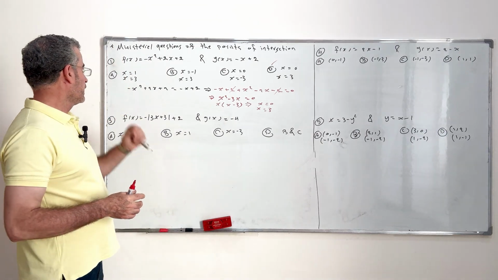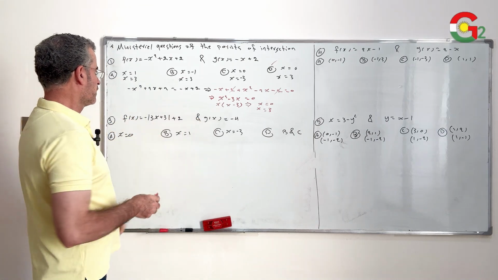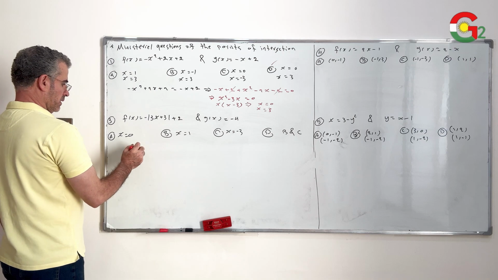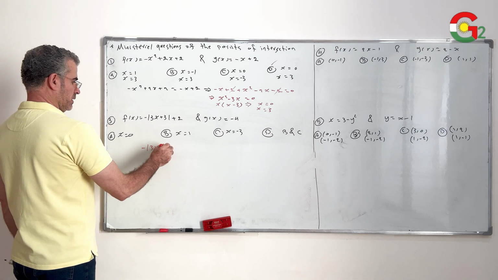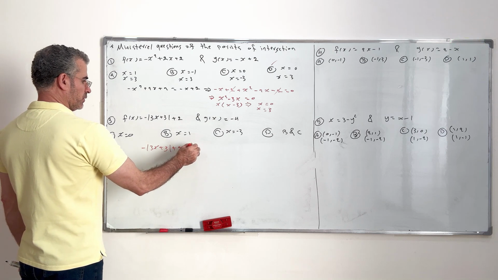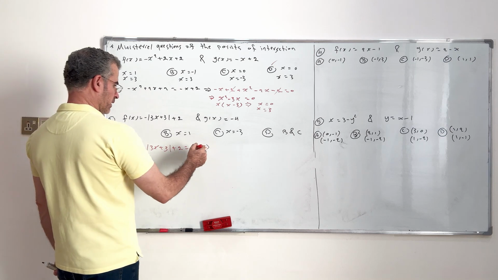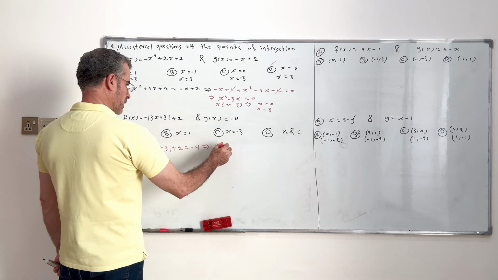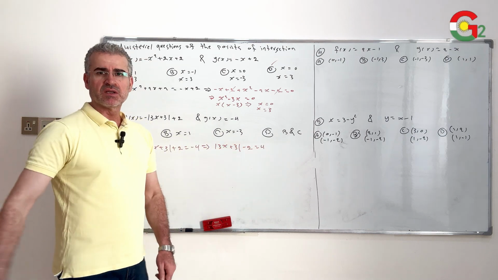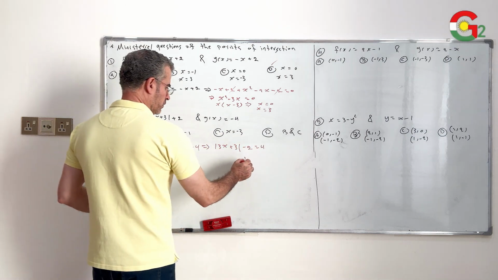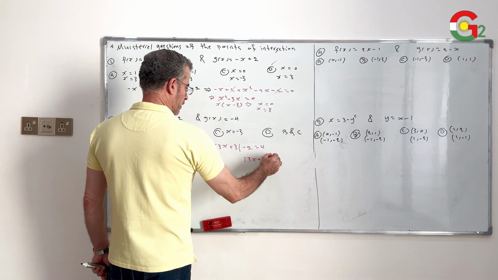Question number 3. Find the point of intersection of these two functions. I set negative 3x plus 3, absolute value, plus 2 equal to negative 4. I can multiply both sides by negative, then absolute value of 3x plus 3 minus 2 equal to 4. Since I have absolute value here, I must remove it to solve this equation.